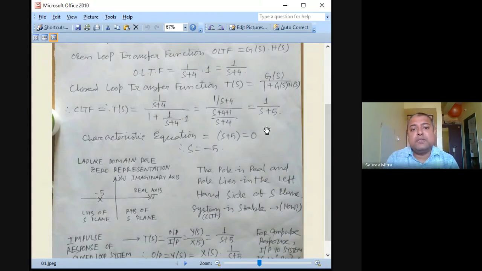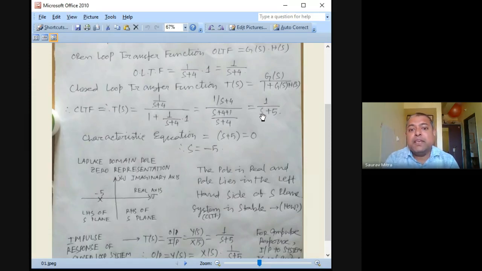And from the closed loop transfer function denominator equation, that is s plus 5, what is the power of s? The power of s is equal to 1, so it's a first order system. Whatever system we are thinking about, it may be a resistor, capacitor, inductor kind of circuit. Either it is an RL circuit or it can be an RC circuit. It cannot be an RLC circuit because an RLC circuit is a second order system.